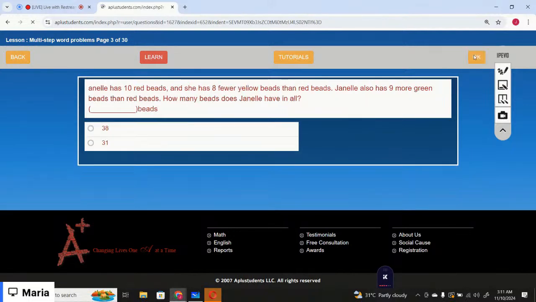Okay, the next one is Anil has 10 red beets and she has 8 fewer yellow beets than red beets. Janelle has also 9 more green beets than red beets. How many beets does Janelle have in all? We need to calculate the total beets she has.